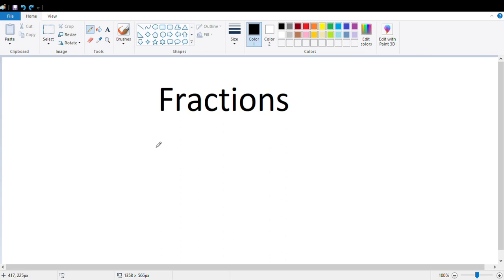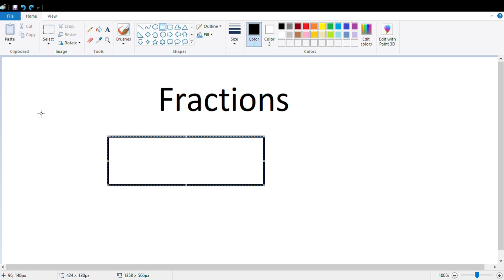Okay, now let's take another example. Let's take a chocolate bar. It's a bit vague of a chocolate bar, but who cares? Okay, trying to make it good. So this chocolate bar has 1, 2, 3, 4, 5, 6, 7 pieces.